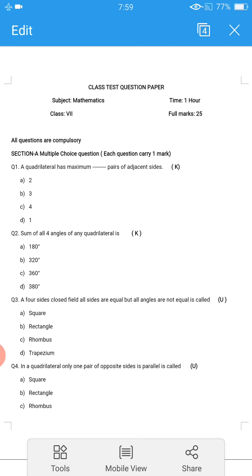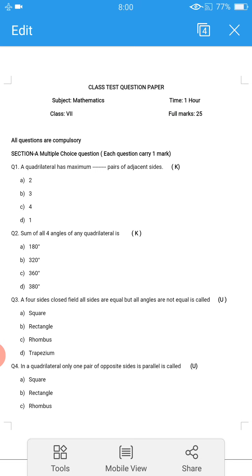a quadrilateral has maximum dash pairs of adjacent sides. Students should know how many pairs of adjacent sides there are in a quadrilateral. So this question goes to knowledge. Option A is 2, option B is 3, option C is 4, and option D is 1. So you have to write the correct answer.